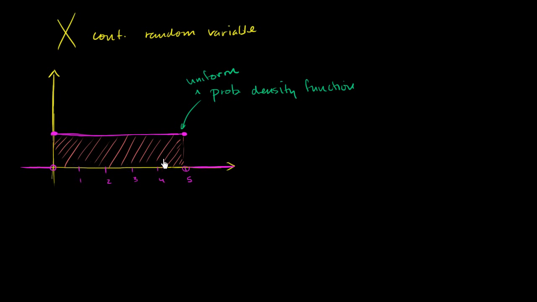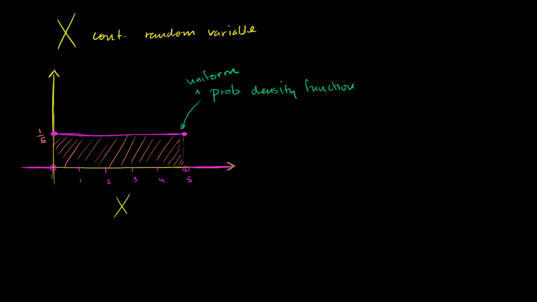So if this area needs to be equal to 1, and given that this base is of length 5, what does this height need to be? Well, 5 times what is going to be equal to 1? 5 times its reciprocal. So we have a uniform density right here at 1/5. So given that we've defined this probability density function in this way, let's think about some probabilities.